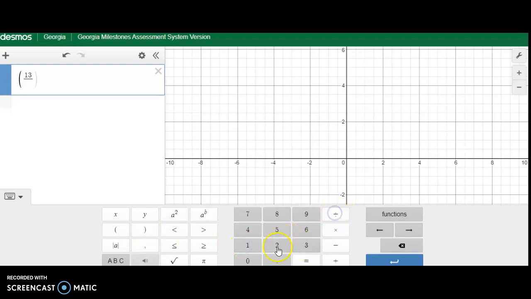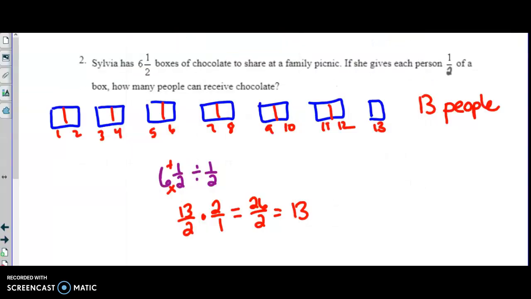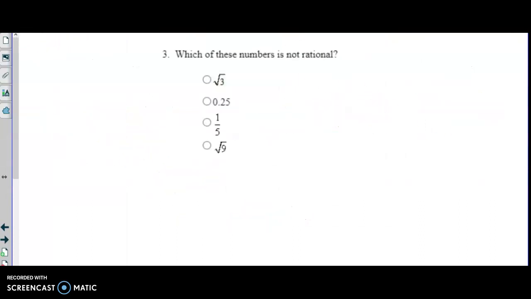13 divided by 2, close parentheses, and I wanted to divide that by the fraction 1 divided by 2. And it will give you the answer is 13. So I'm showing you by hand and I'm showing you the calculator. I do not care which method you choose, as long as you can get it correct.